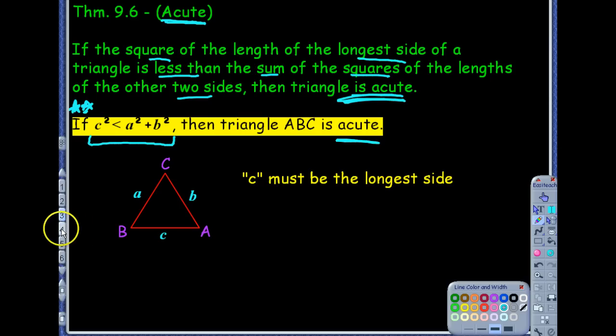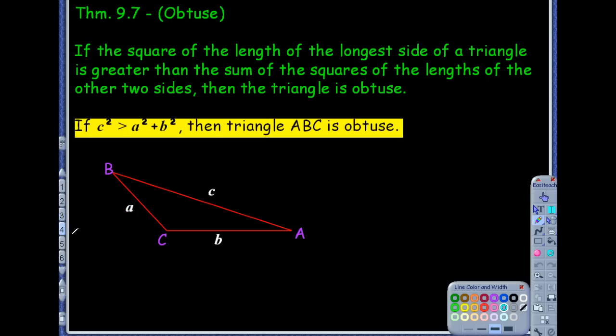Now, hopefully you're already predicting what this next one's going to say. Yes. So if you have the square of the longest side, again, notice it always starts with that C squared, and it's greater than, this time, the sum of the squares of the other two sides, then the triangle is obtuse. So again, highlighted. In this case, if C squared is greater than A squared plus B squared, then the triangle is obtuse. Right, because the angle's greater than 90.